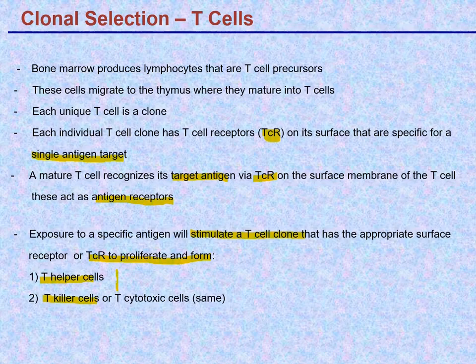And T helper cells, you might see them sometimes referred to or written as TH, like that, T helper cell. And T killer cells, you might see them written sometimes as TK cells. Occasionally people use this term cytotoxic, so TC. There is no difference. These are the same. TC, TK cells are the same.